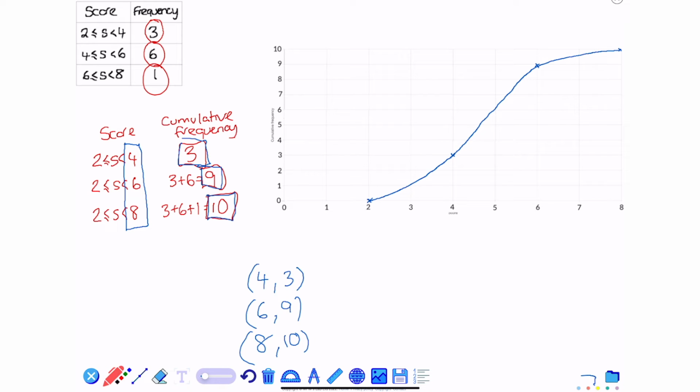Now, like I said at the start of the video, a cumulative frequency graph is great for calculating other statistical measures. So for instance, like the median. In this question I had 10 values. To calculate the middle value, you add 1 and divide by 2. This gives me 5.5. So I'm after halfway in between the 5th and 6th value.